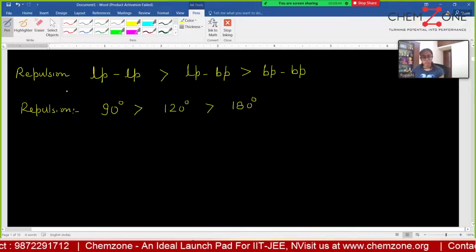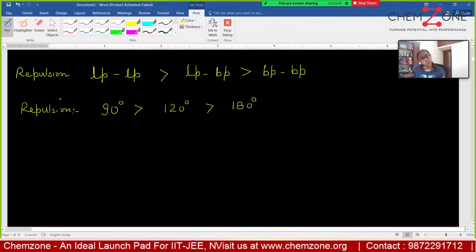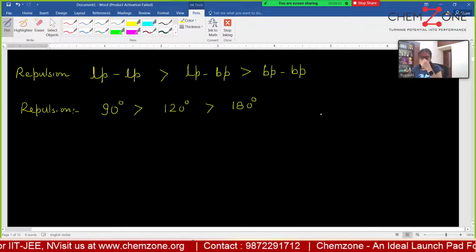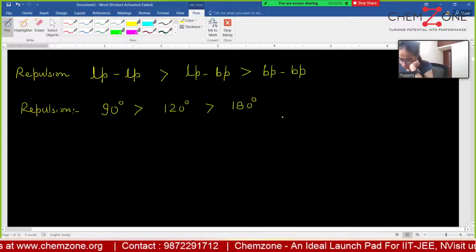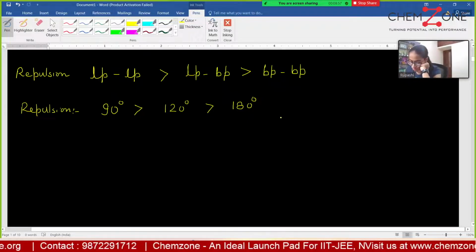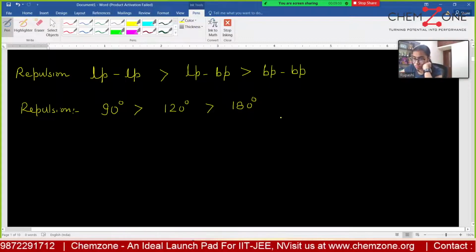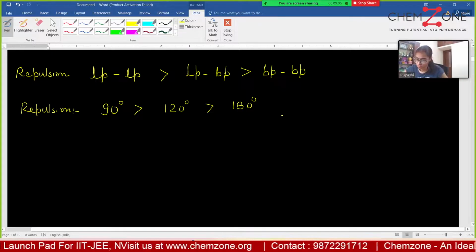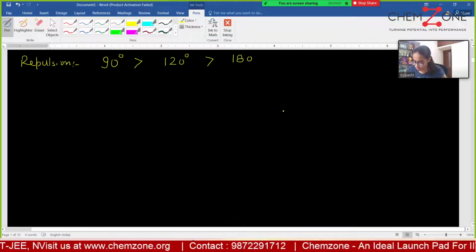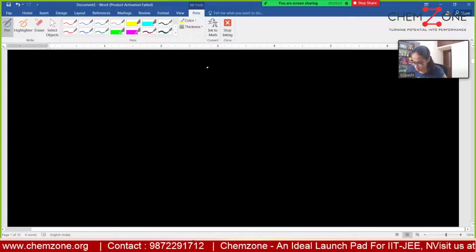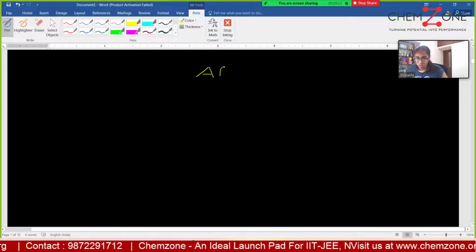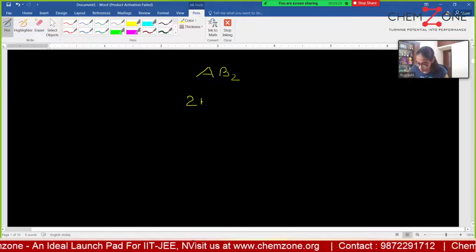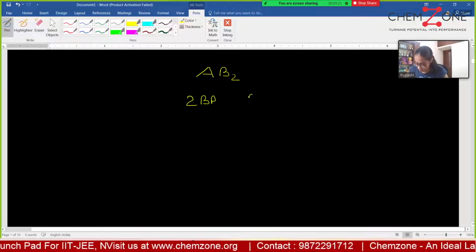These two factors will decide the shape of the molecules. So I'll be taking different examples with different numbers of bond pairs and lone pairs, and we decide the shape of the molecule. First category, I am considering the AB2 type of molecule, where we have two bond pairs and zero lone pairs.